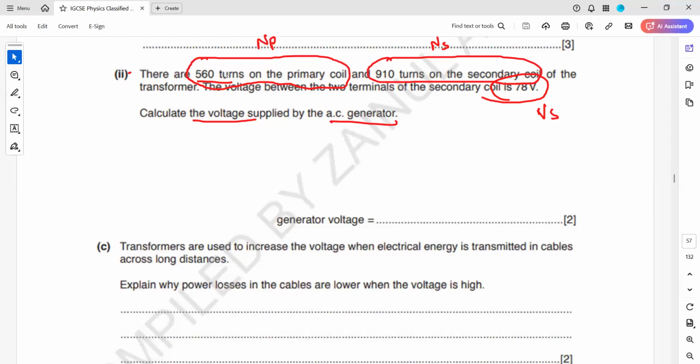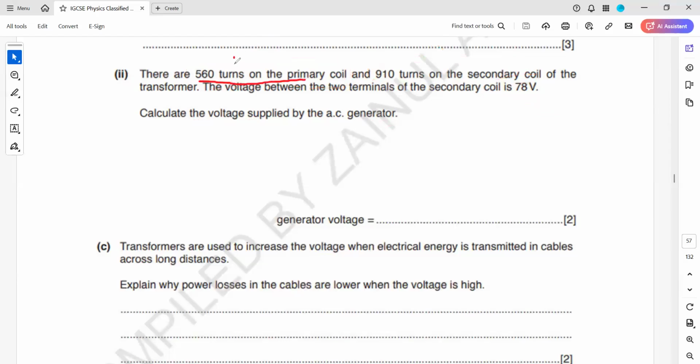We have 560 turns in the primary, we call NP. We have 910 secondary turns, NS. And the voltage between the two terminals of the secondary means the output voltage, this is VS, 78. So we use the formula VS over VP is equal to NS over NP.